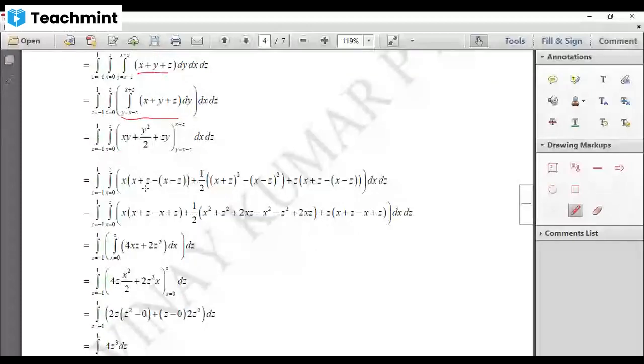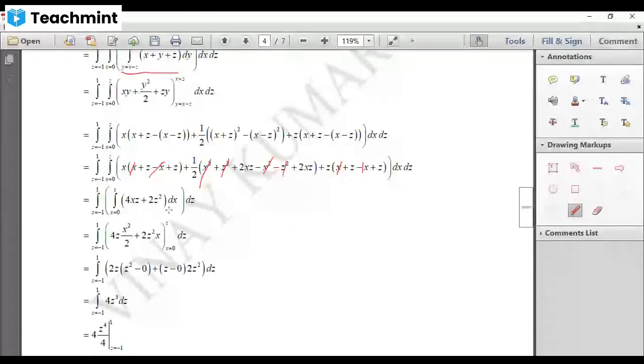You multiply by this, and minus x plus x cancels. You'll get 2z. 2z into x, 2xz. Here x square, z square cancels. You'll get 4xz. Divided by 2 means you will get 2xz. 2xz plus 2xz is 4xz. Plus here also minus x plus x cancels. You'll get 2z. 2z into z is 2z square. Now the variable y has been eliminated. Right? Only variables are x and z now.